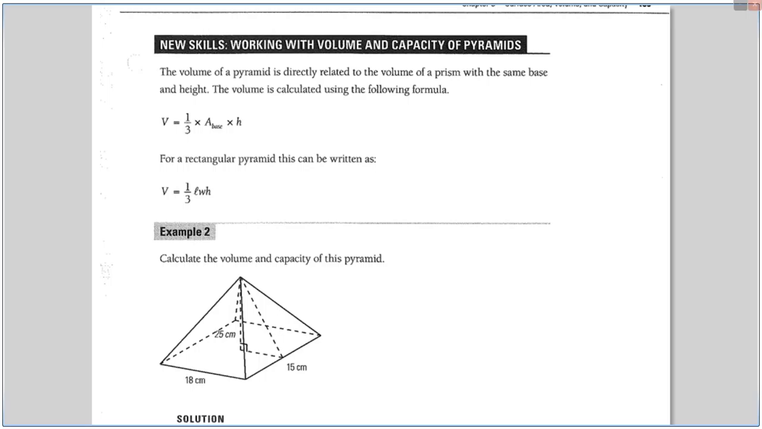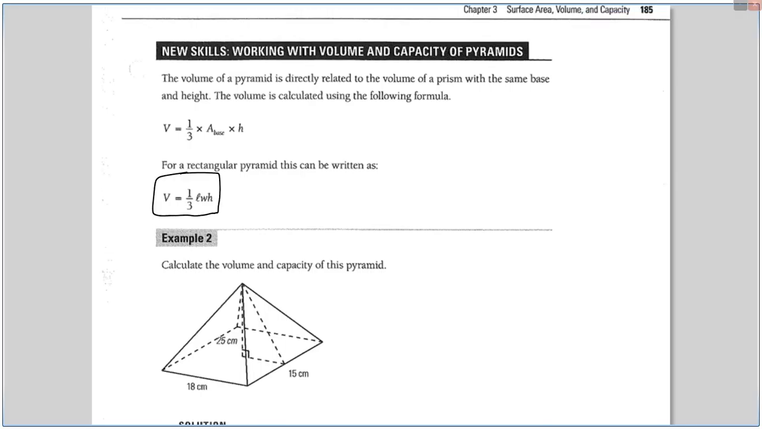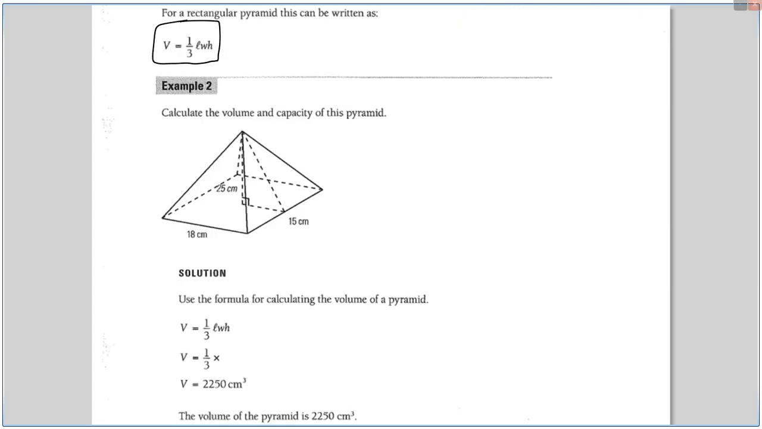Okay, volume of a pyramid. Can you guys find it on your formula sheet? Find the pyramid. Think about Egypt and Giza. See where it says rectangular pyramid or square pyramid? The volume formulas are the same. So it's 1/3 LWH. This is on your formula sheet, so all you're going to have to do is locate it and use it. Okay?